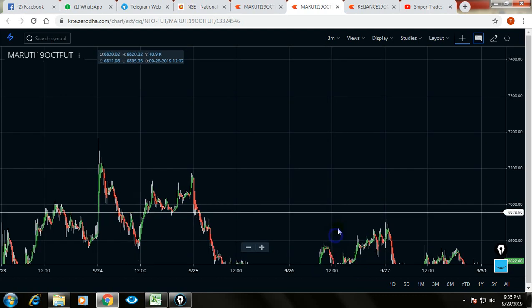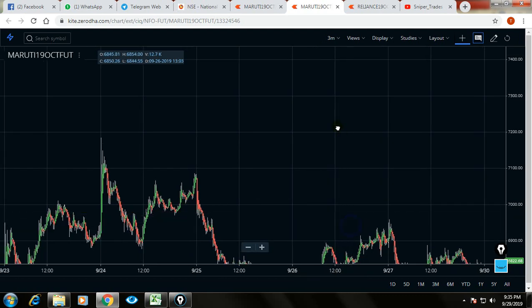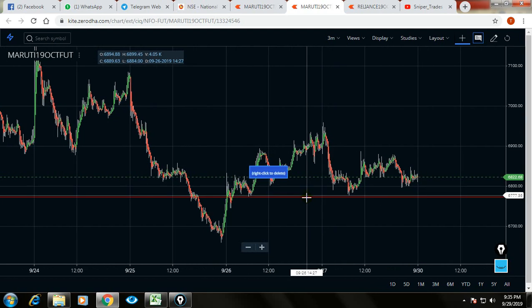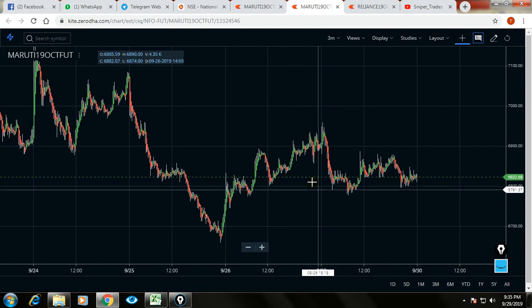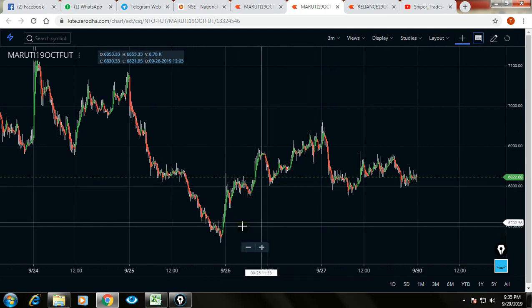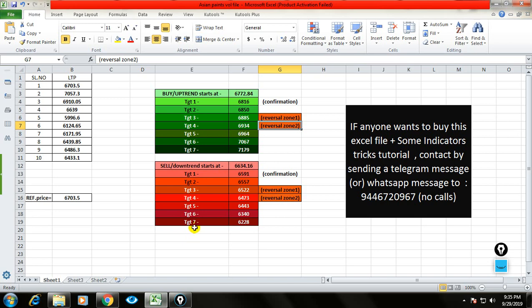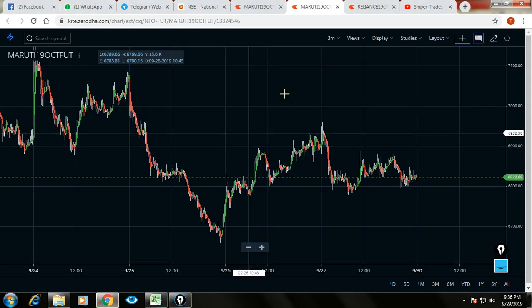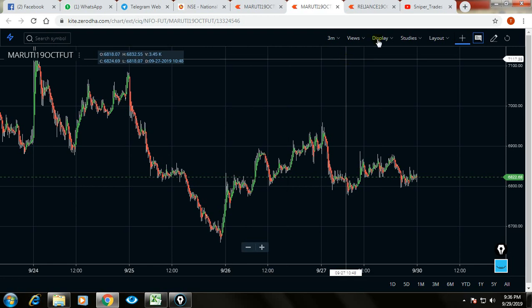So for almost all days, these levels is giving us good profits. Rarely it hits our stop loss without giving us targets. So that's it for the backtesting video of part 2.